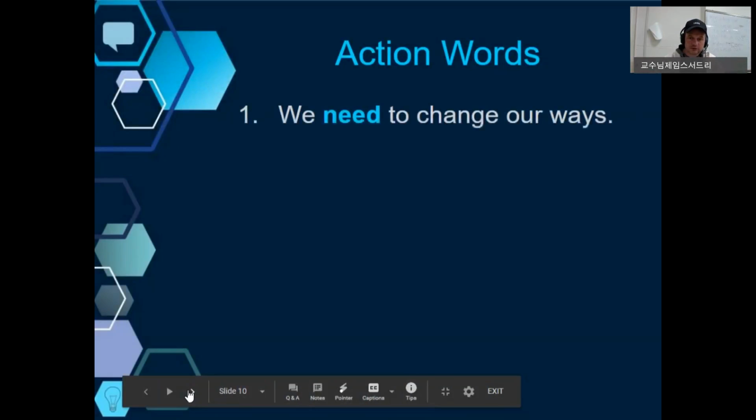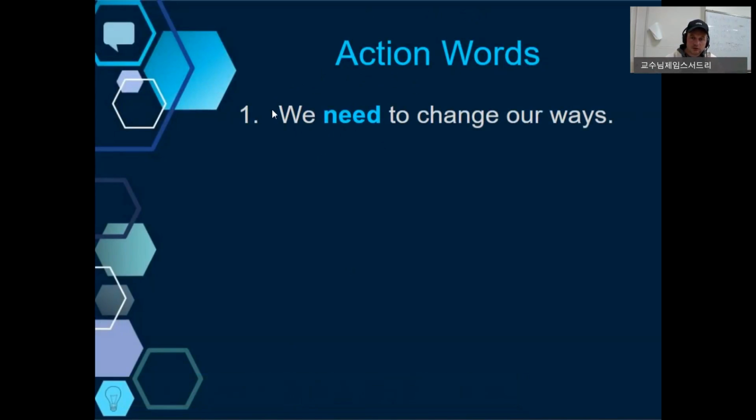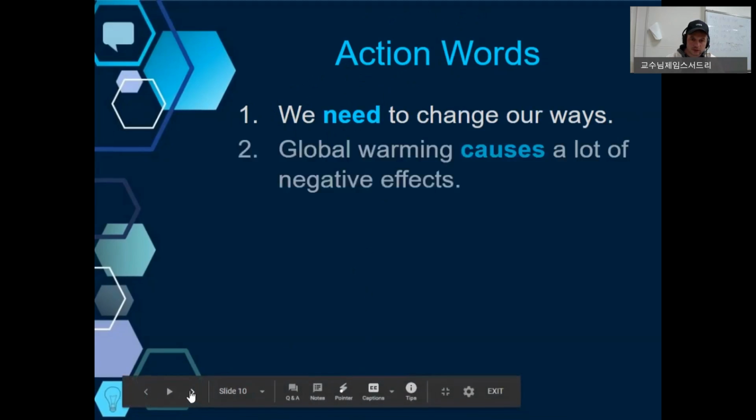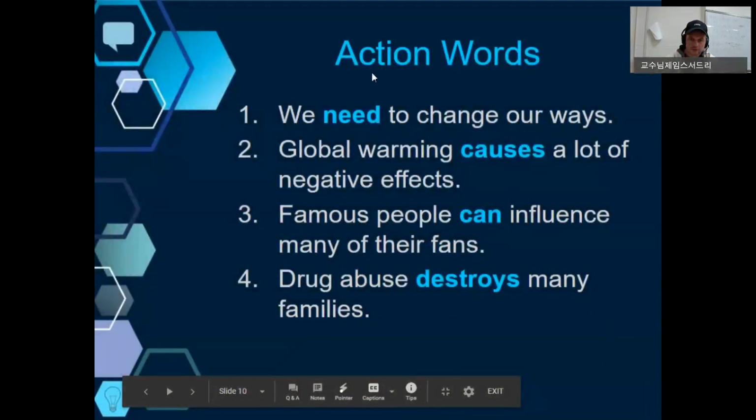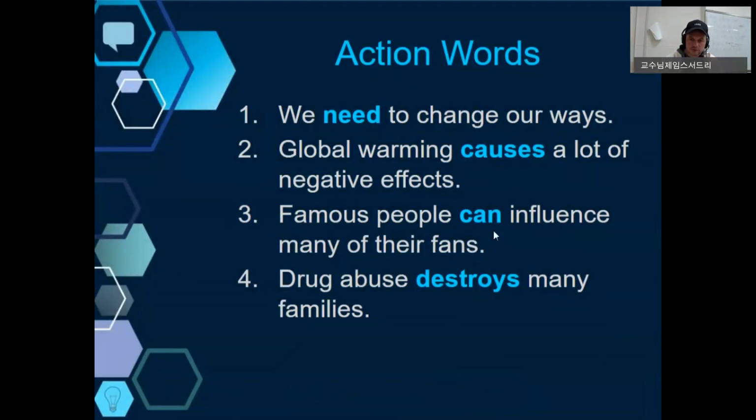Some action words need to be stretched and stressed as well, and things like that. So let's look at these ones. Let's look at number 1. Let's open them all and then see which ones are here, okay? You don't have to do all of them. Oops, go back. Okay, so there are 4 words here. Need, causes, can, destroys. I like the last word. It's got real power. Power. Destroys. Okay, but let's start with number 1.